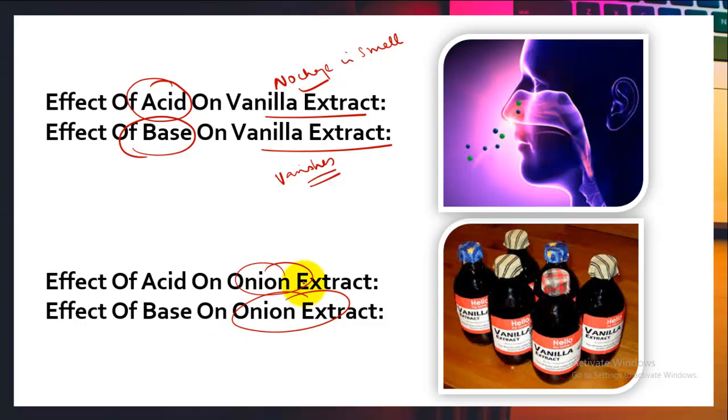And if we talk about the effect of acid and base on onion extract, then it is again the same: when acid is added, there is no change in the smell of onion extract. But if base is added, the smell of the onion vanishes. That is, the characterized smell vanishes off.